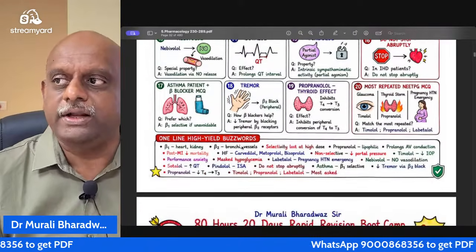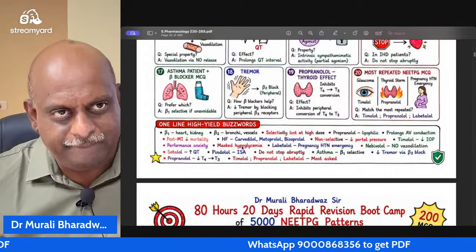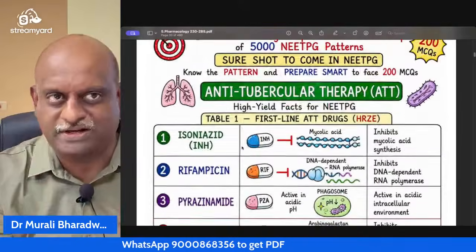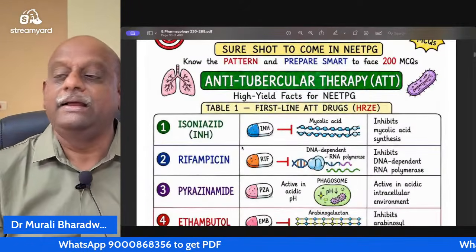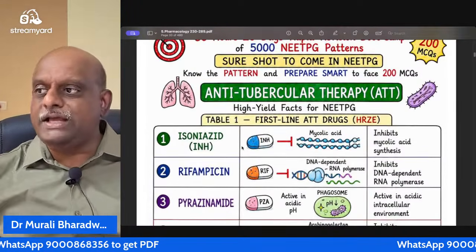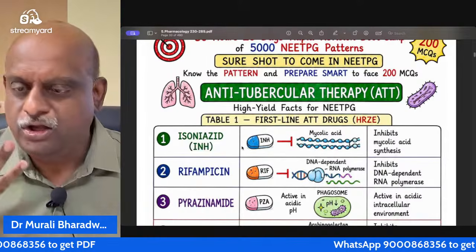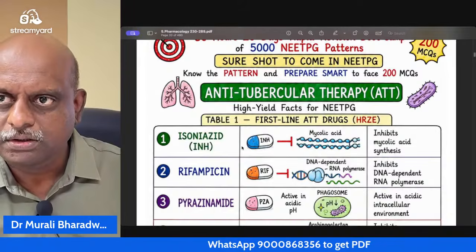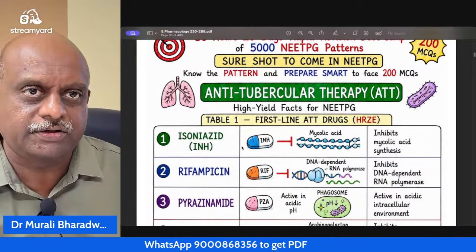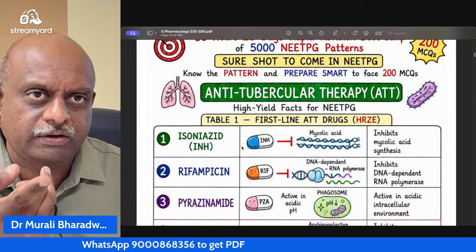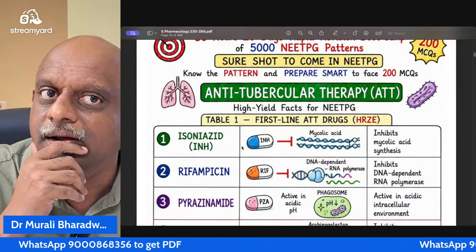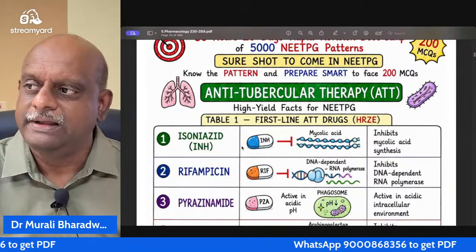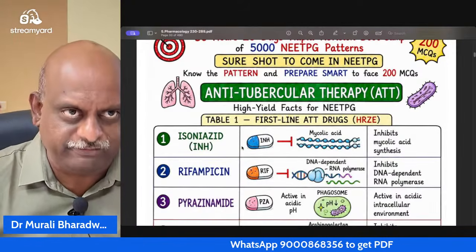So that's the thing. So there are totally 480 pages. Don't be scared by the number of pages. It has got a lot of images, pictures, like a whiteboard drawing, right? Topic number 5 is anti-tubercular therapy. Already 4 topics we finished: pharmacokinetics, then asthma drugs, beta blockers, and asthma monoclonal antibodies. So 4 topics. This is topic number 5.